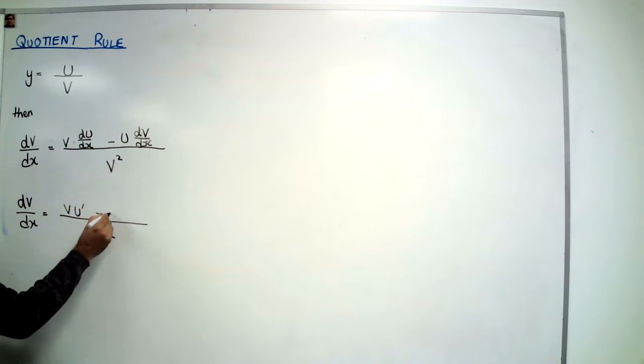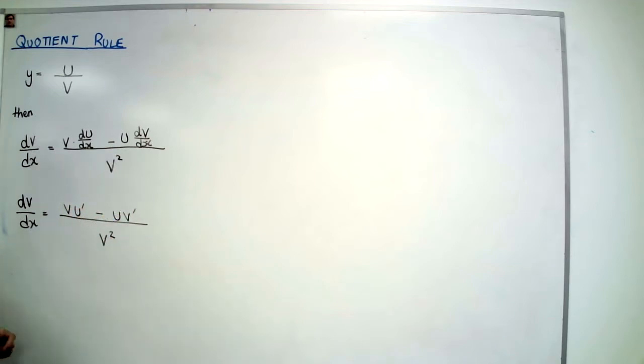V u dash minus u v dash, where the dash signifies it's a differential. So that's another form of writing this down. Okay, now let's do an example of the quotient rule.